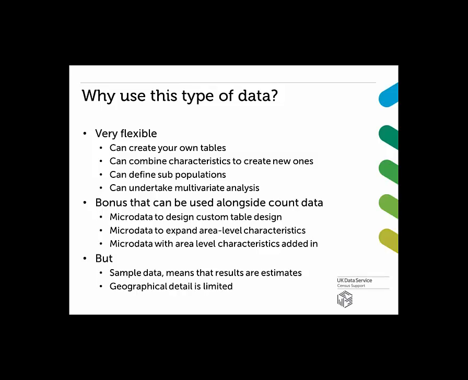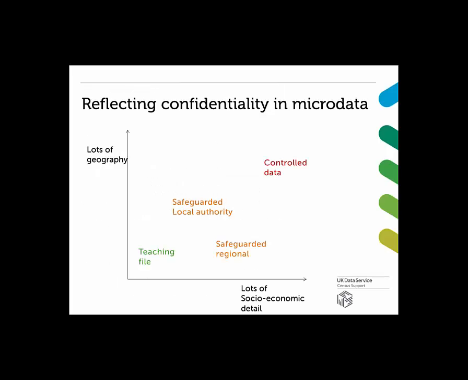Also, by and large, because we have a lot of different variables on socioeconomic characteristics, we tend to have very limited geography. Now, if you have lots of geography and you have lots of socioeconomic detail, then you're not going to be able to get that easily. So instead, we have, for 2011, a teaching file that has limited geography and limited socioeconomic detail, but you can get hold of it without any licensing at all.